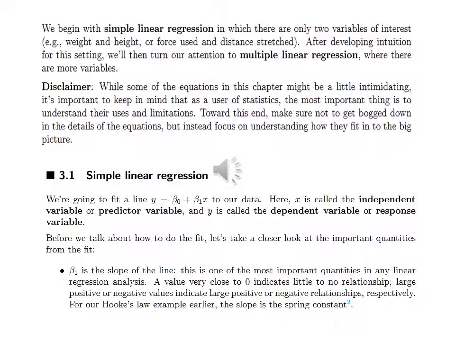Simple linear regression. We are going to fit a line y equals beta 0 plus beta 1 x to our data. Here x is called the independent variable or predictor variable, and y is called the dependent variable, or response variable. Before we talk about how to do the fit, let's take a closer look at the important quantities from the fit. Beta 1 is the slope of the line. This is one of the most important quantities in any linear regression analysis.